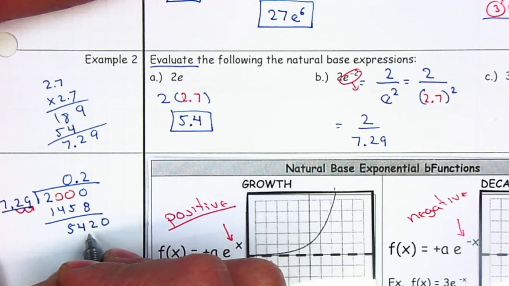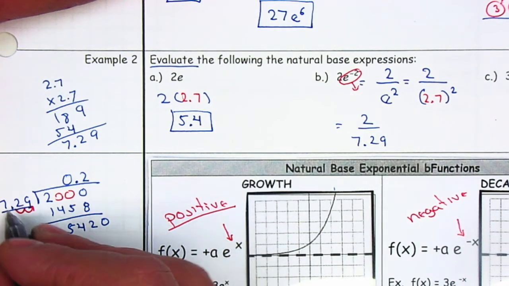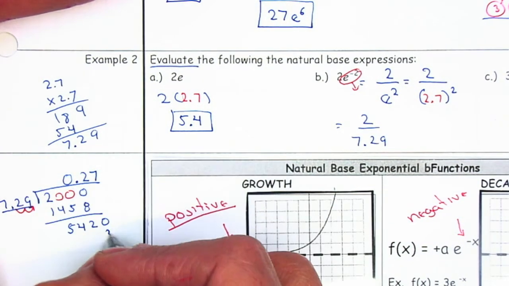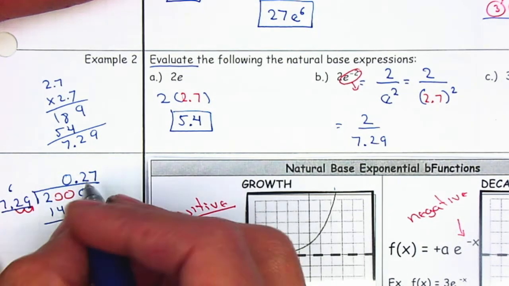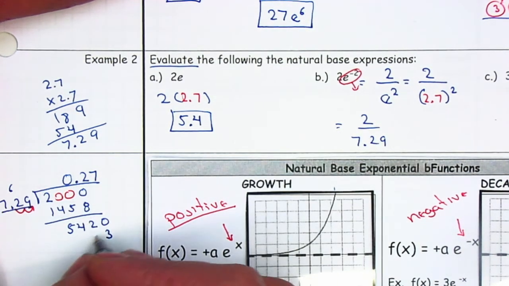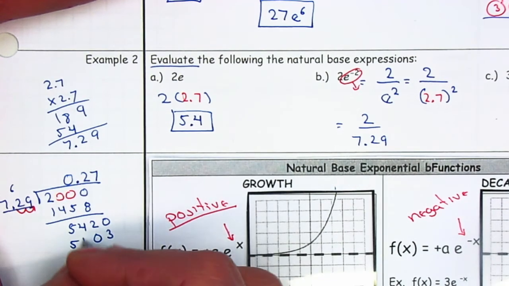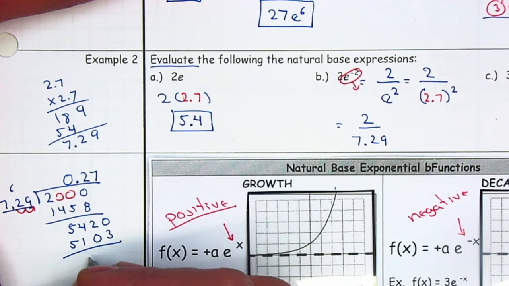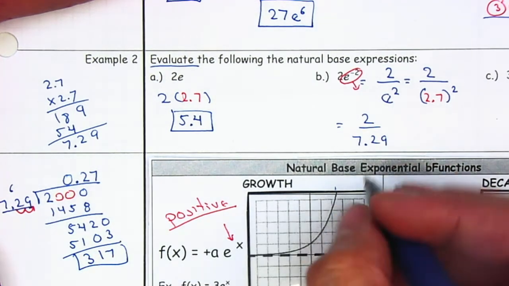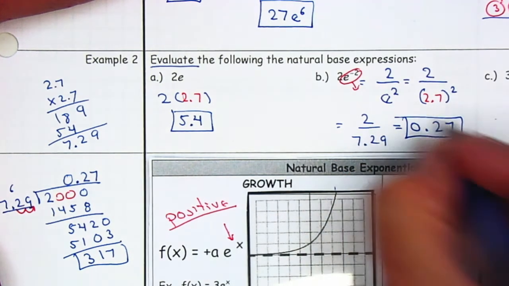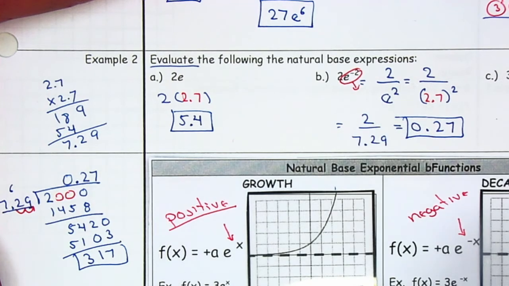729 going into 5420. 7 times 7 is 49. 7 times 8 is 56, which is too big, so it'll be 7. 7 times 9 is 63. Carry 6. 7 times 2 is 14 and 6 is 20. Carry 2. 7 times 7 is 49 and 2 is 51. Subtract, I will give you 317. 2 decimal places should be sufficient. Now I know it seems like a long process. Remember, you cannot use a calculator in the class, so you'll have to do it by hand.